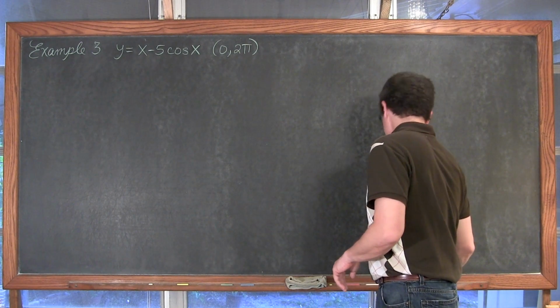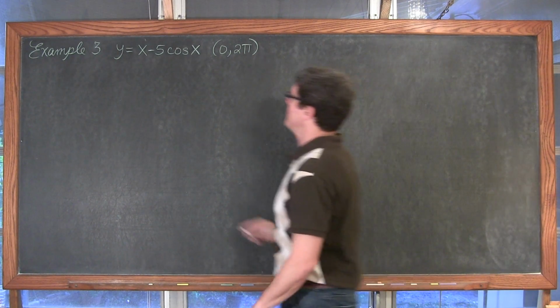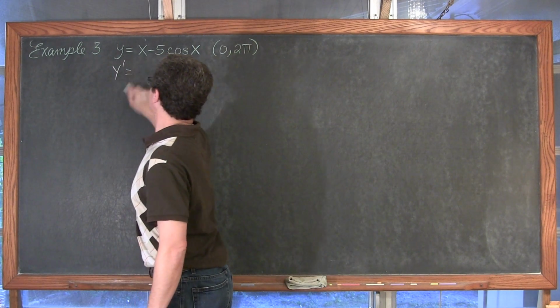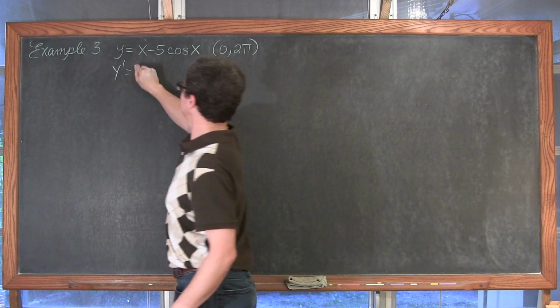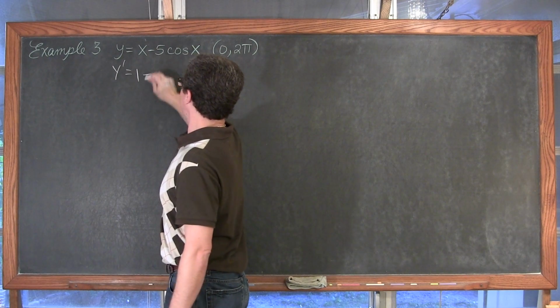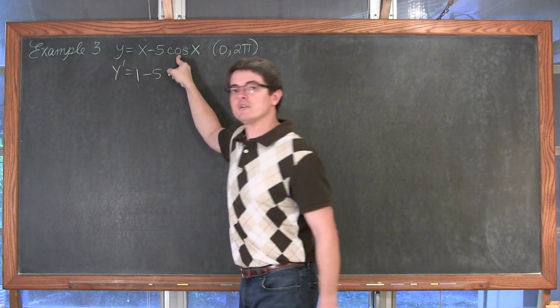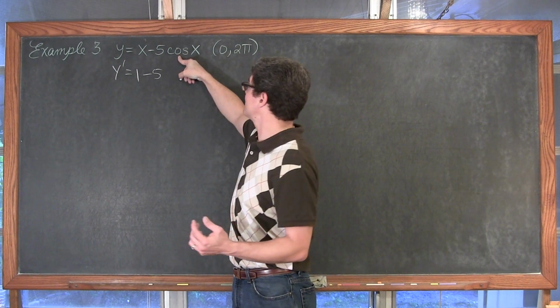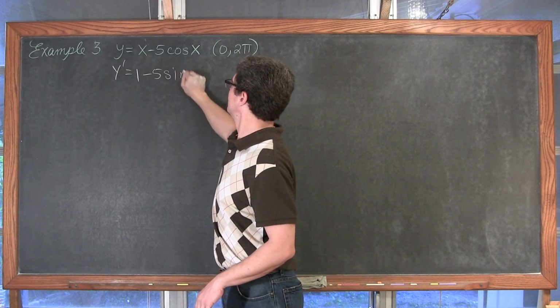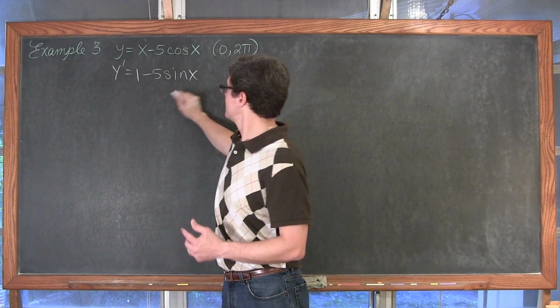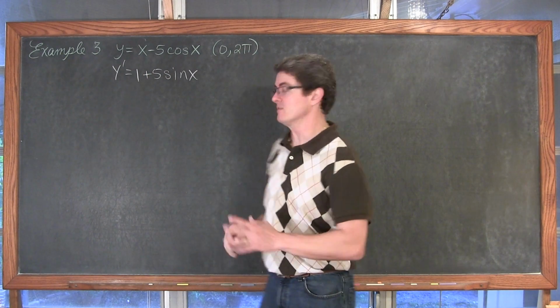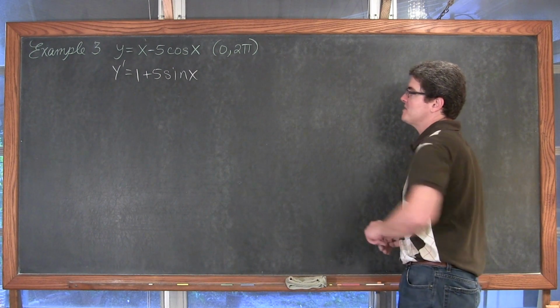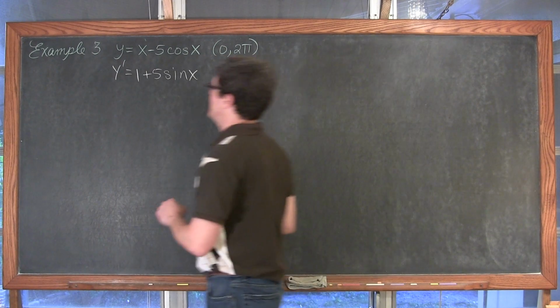Okay, so that means we need the derivative. So y prime, the derivative of x is equal to 1, minus 5 times the derivative of cosine. The derivative of cosine is negative sine. So we're going to come back here and change that to a positive. Excellent. So we got y prime is equal to 1 plus 5 sine of x.